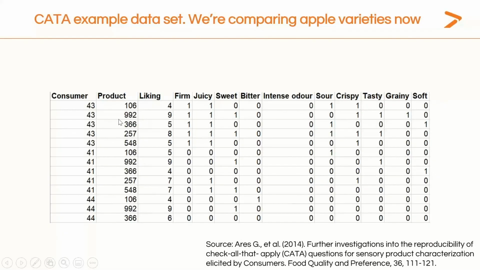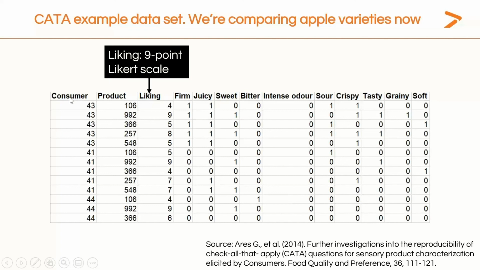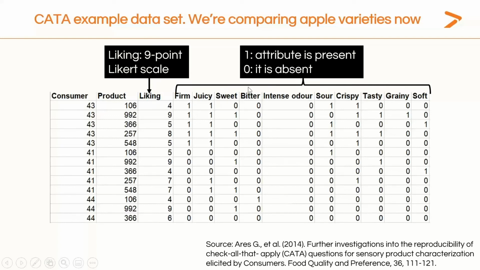This is a typical CATA data analysis data set. You see you have consumers in rows, and each consumer is repeated as many times as there are products. Here we're comparing apple varieties. So the first consumer is repeated 5 times because there are 5 apples, 5 varieties. The second consumer is repeated 5 times as well, and so on. You have a liking score, which is a 9-point Likert scale in this case, and the attributes, which are measured on a binary scale. So 1 means the attribute is present, 0 means it is absent.